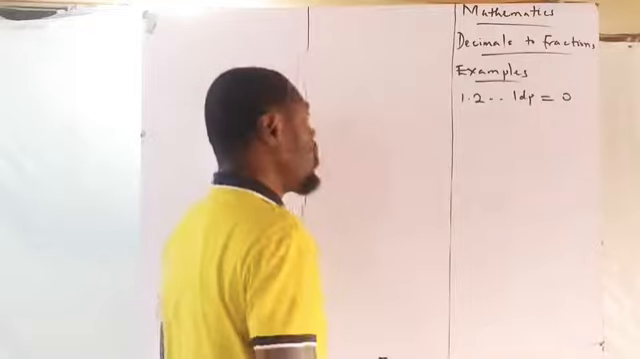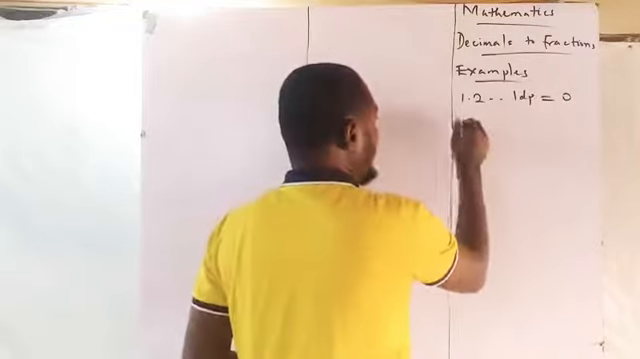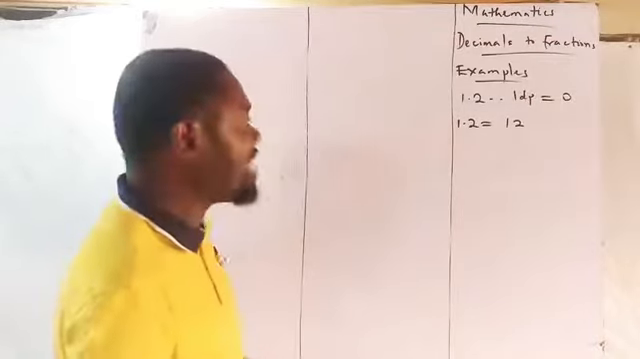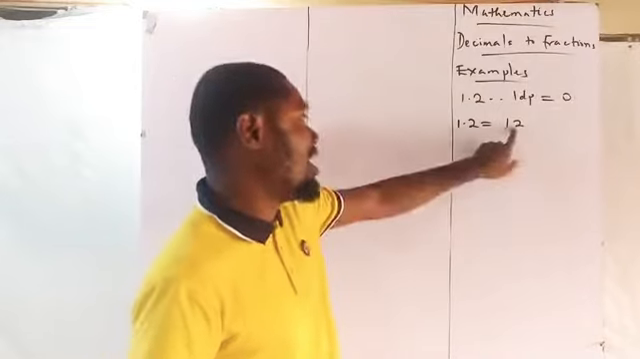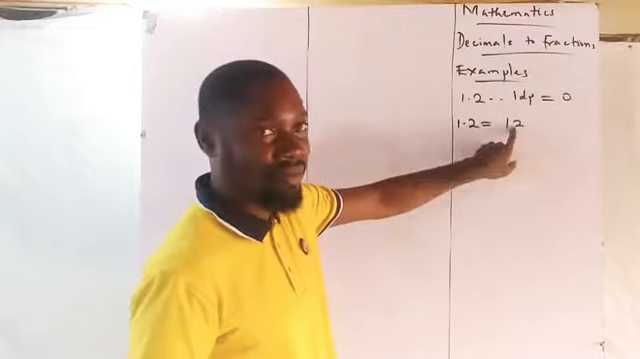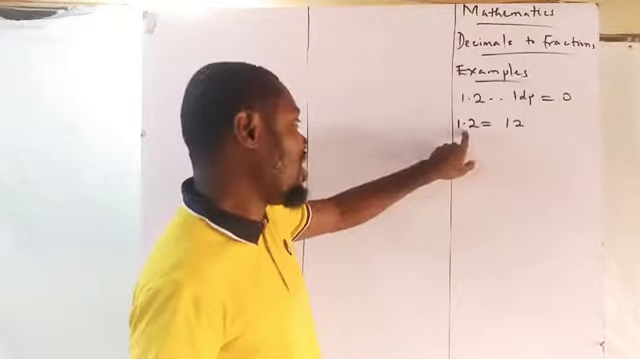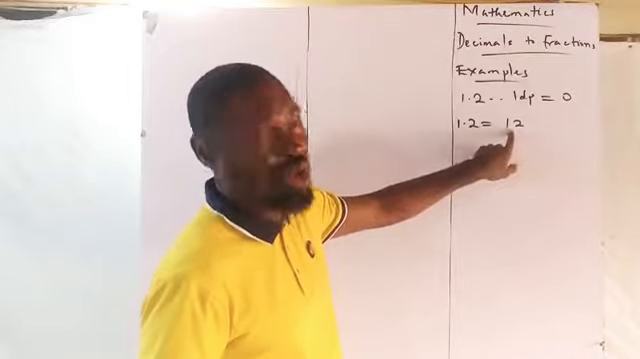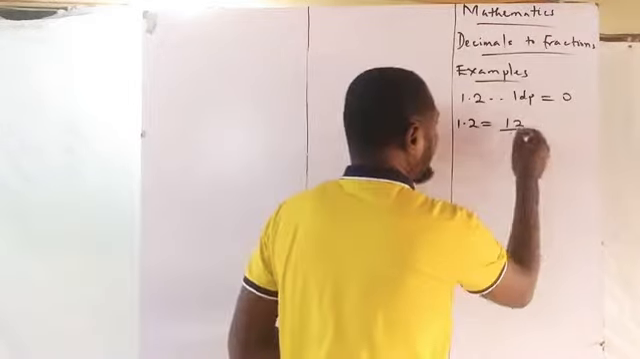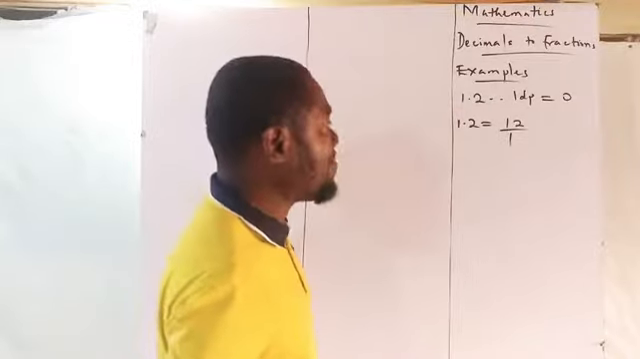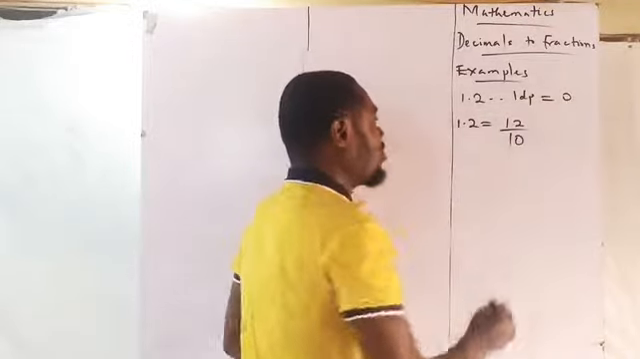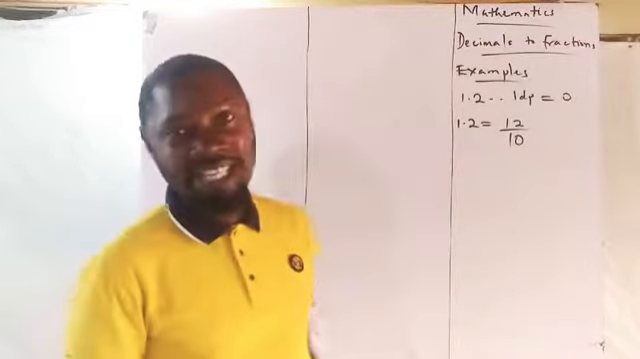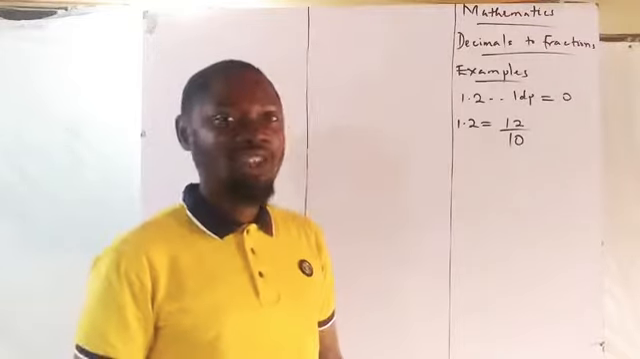So to change 1.2 to a fraction, I'll simply write 1 and 2 without the point. You can see this number here has no point, but this one has the point. I am changing this number to a fraction. So write 1.2 as 12 without the point, all over 1. And simply take the 0 you have there and add it to this. So 1.2 is 12 over 10. It's fun, right? 1.2 is 12 over 10.